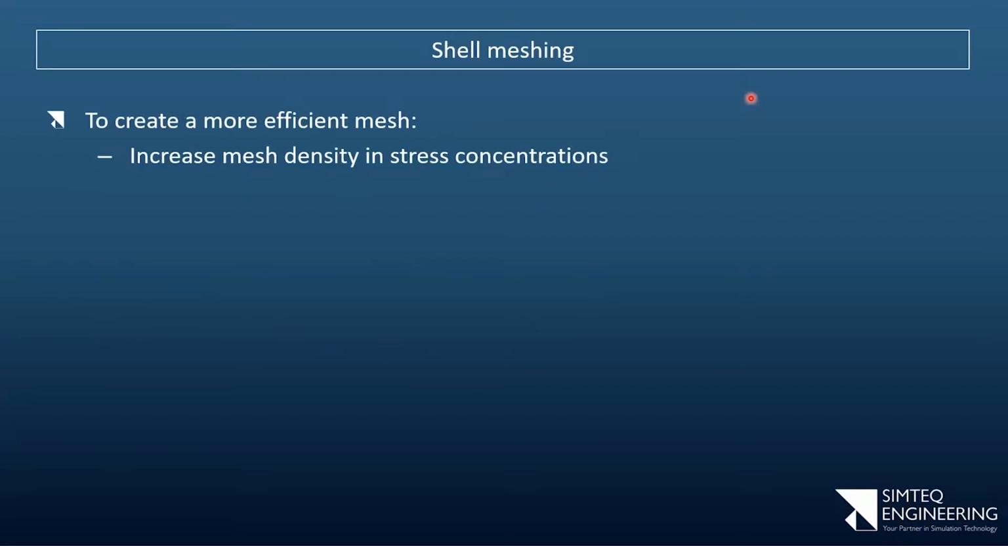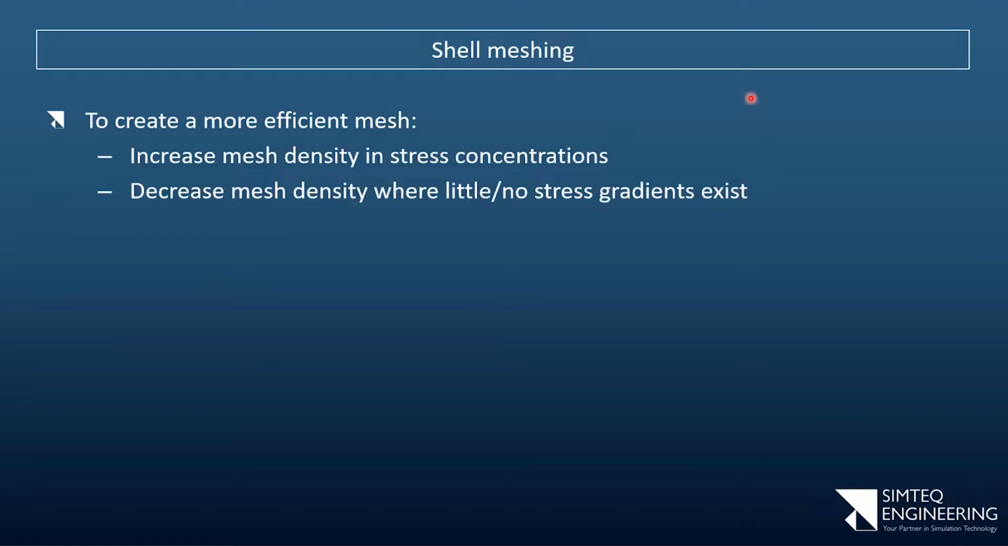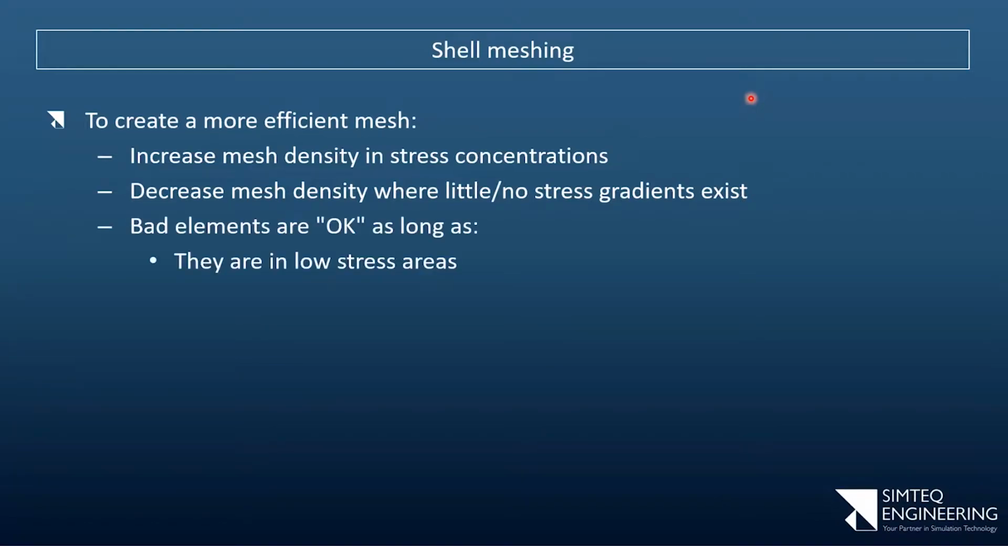Okay, so to create a more efficient mesh, in other words, a mesh where we have fewer elements but the same or better accuracy, we need a finer mesh in certain regions and a coarser mesh away from stress concentrations. So to improve the mesh quality or the efficiency, we can decrease the mesh density where there's not much of a stress gradient.